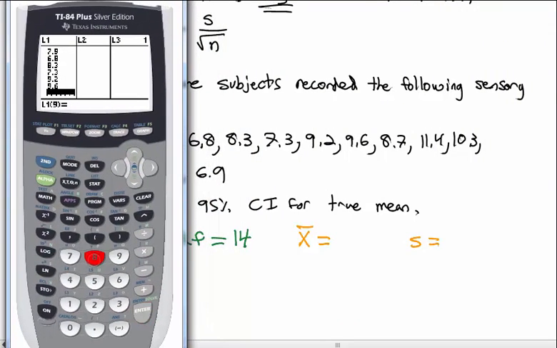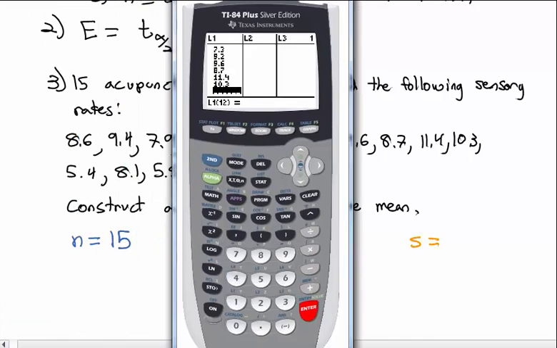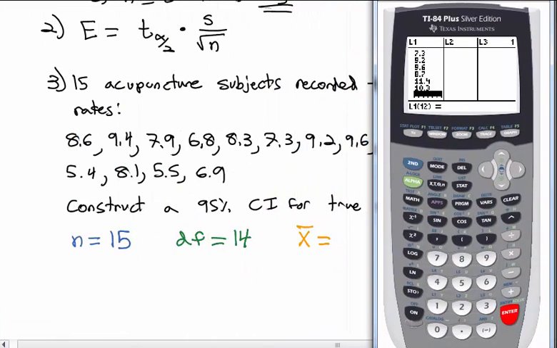After 9.6 was 8.7, Enter. 11.4, Enter. 10.3, Enter. And now I'm on the next line, so we'll move the calculator over. 5.4, Enter. 8.1, Enter. 5.5, Enter. 6.9, Enter. And now we'll hit second, quit.